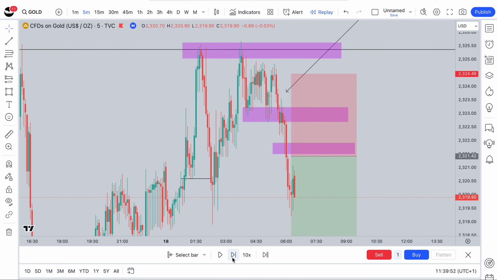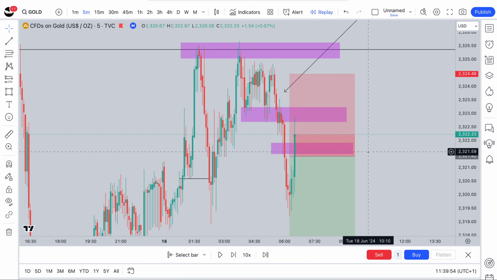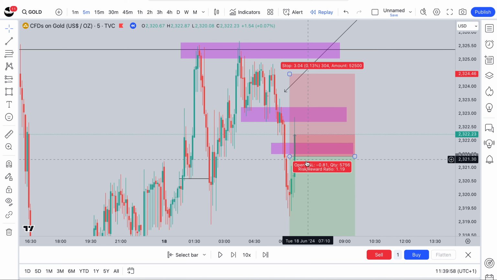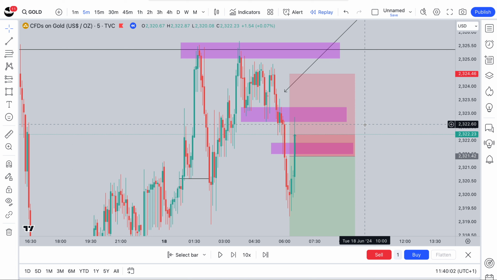So all I'm doing is waiting for price to come in and take me for a break and retest, but I didn't enter this trade. Why? Because price just kind of pushed in by here, and actually, hang on a minute. No, there we go. Yeah.